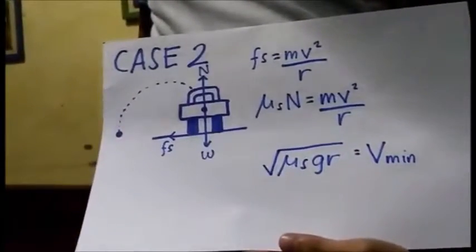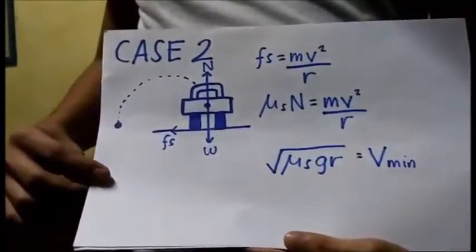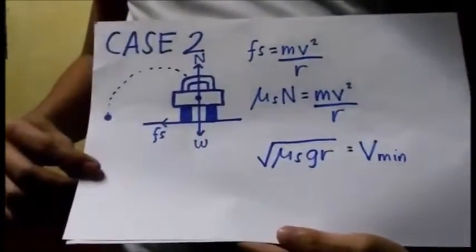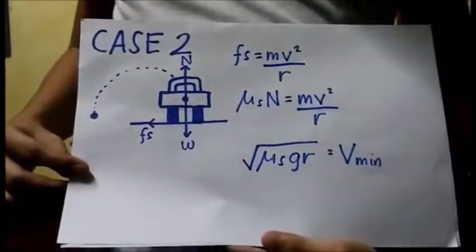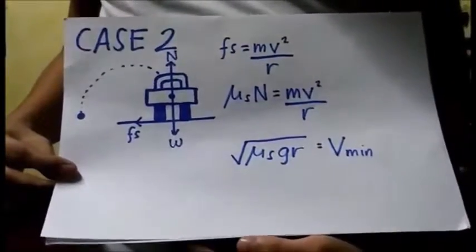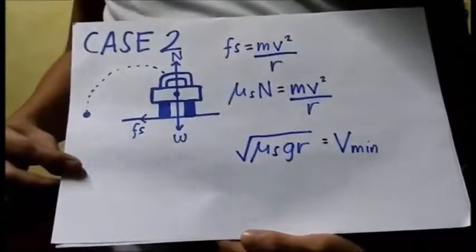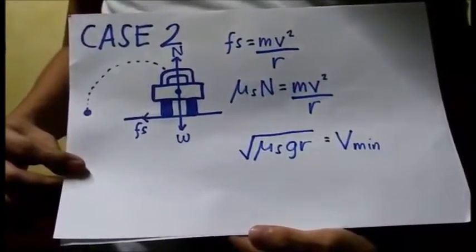Case 2 is an object making a turn on a flat road. Why do you think the object is not going out of its path? It is because of friction. To find the minimum velocity of the object for it not to go out of course, it is given by the formula square root of the coefficient of static friction times gravity times the radius.